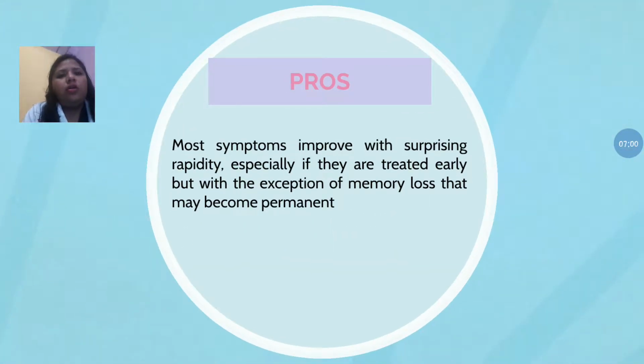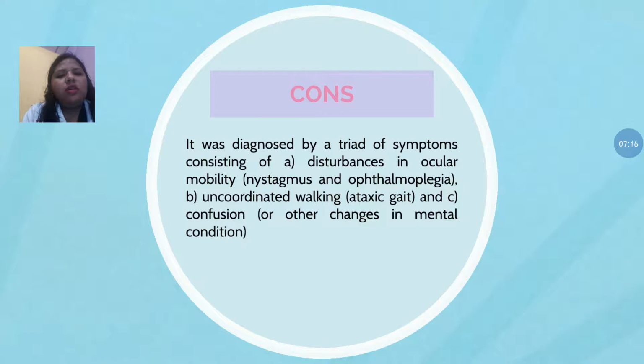Most symptoms improved with surprising rapidity, especially in the eye, with treatment early, but with the exception of memory loss, which can become permanent. Wernicke's is diagnosed by a triad of symptoms consisting of disturbance in ocular motility, ataxia, and confusion.